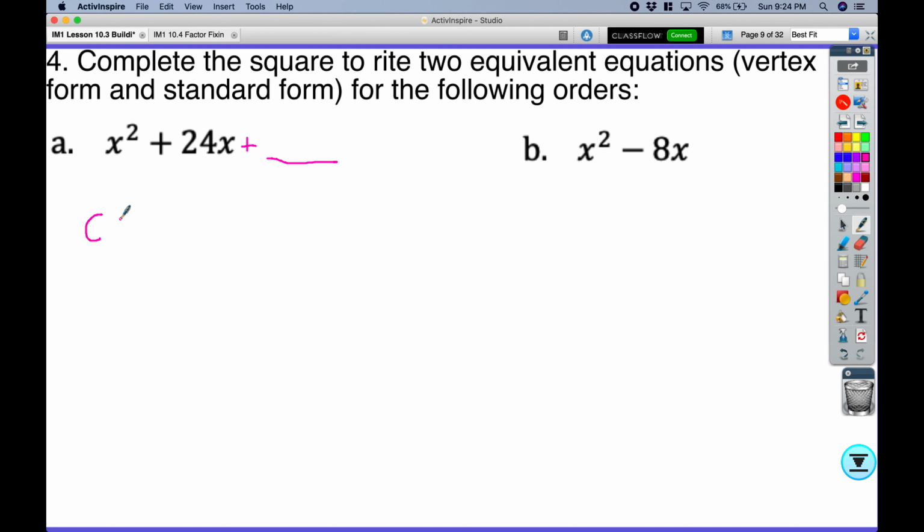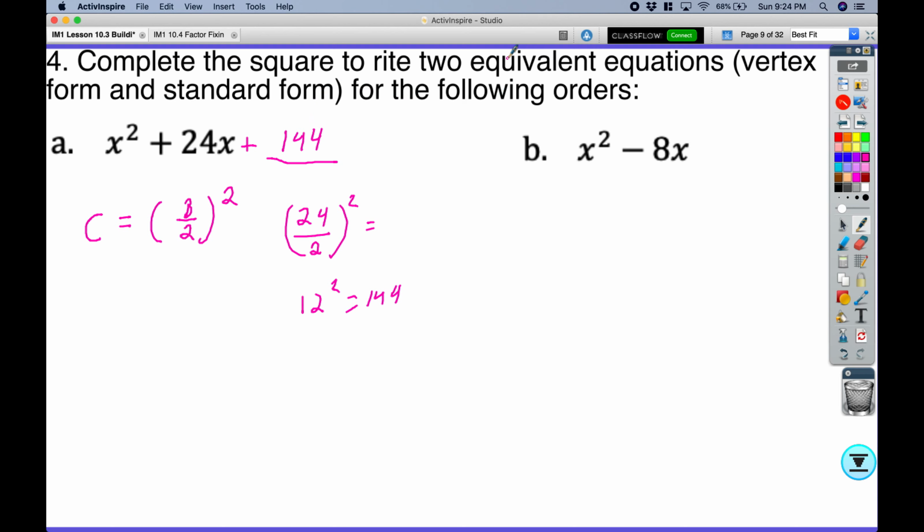Now your c value is always your b value divided by 2 taken to the second power. Okay, so let's go ahead and look at this and find this missing c value. So you're going to take 24 and divide that by 2, which is obviously 12. So that is going to give me 12 to the second power, which is 144. So I'm going to put plus 144 here.